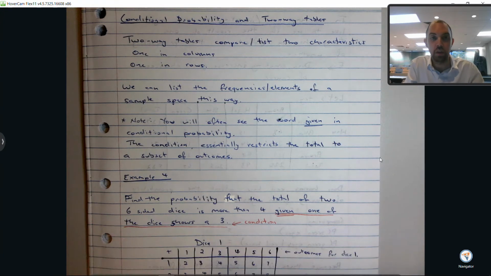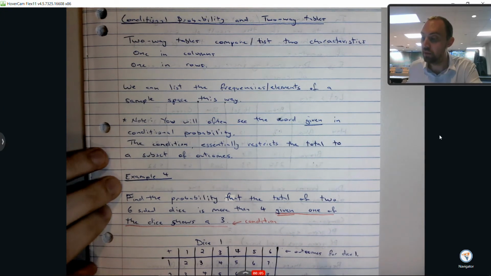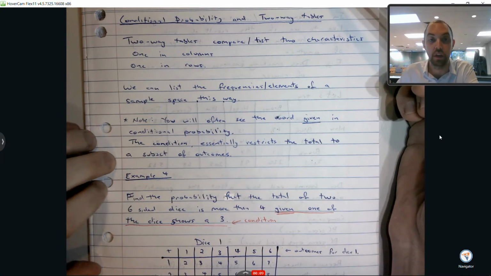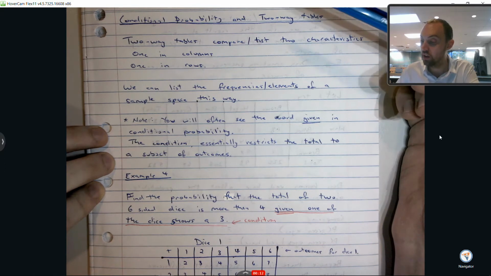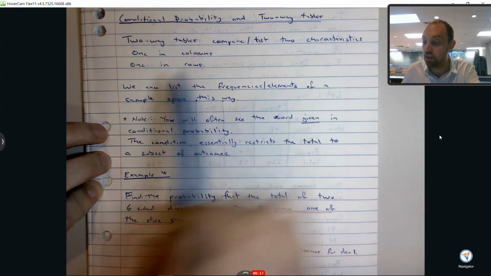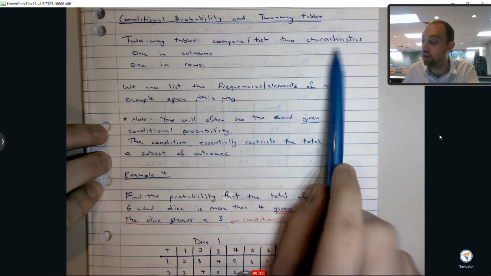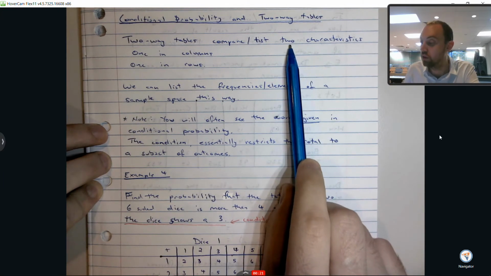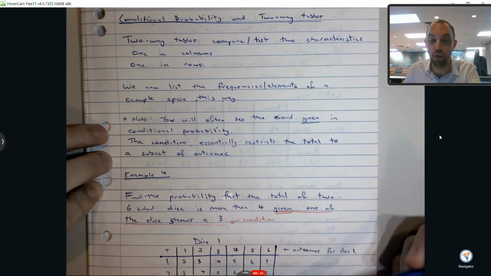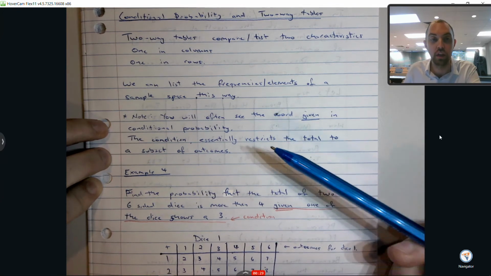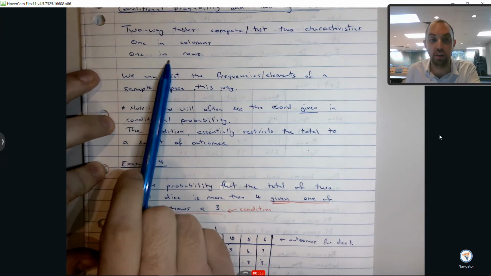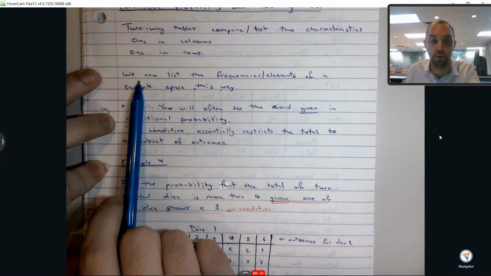Hey guys, we're going to be looking at conditional probability and two-way tables this time. So it's an extension of the conditional probability stuff that we were doing in the last video, but this time we're going to be using two-way tables to do it. Now two-way tables are useful to compare or list the two characteristics or the outcomes of two events, like rolling two dice, which we'll do down here real quickly. So one characteristic is listed in the columns and the other characteristic is listed in the rows.